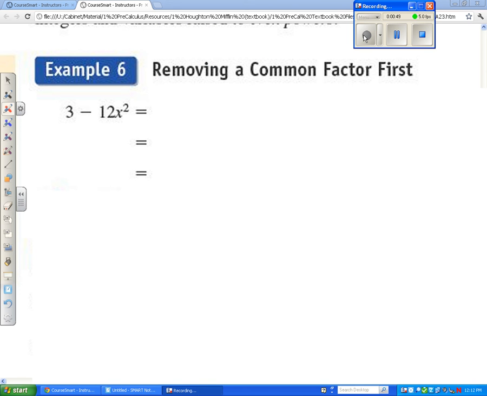All right, go and write this one down. This is example number 6. We're close to that same page. I'm asking you to factor this. The first thing you should do is factor out the common factor between those values, which is 3, which leaves us with 1 minus 4x squared.